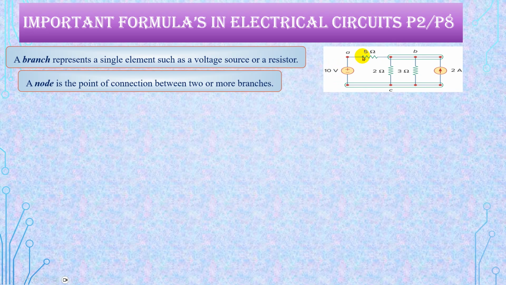The connection between two elements is called a node, or a connection between two branches is also called a node. So like this we have 1 and 2 and 3 nodes. Why? Because in between these 2 ohms and 3 ohms there is no element here, so that's why it becomes one node. I told you the connection between two elements is called a node.